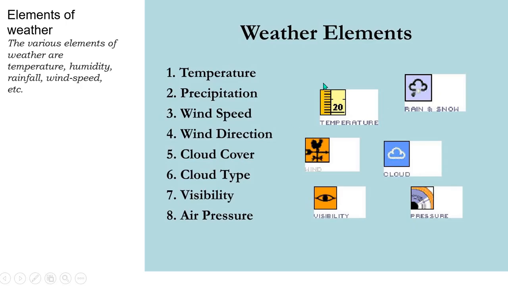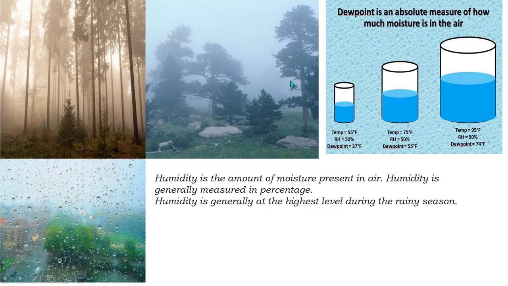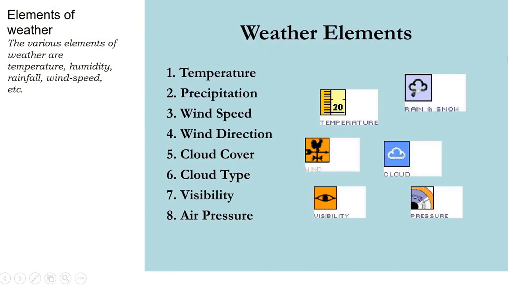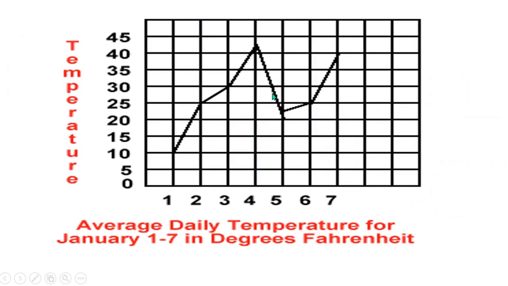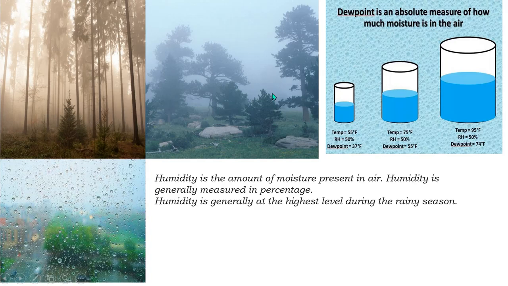The elements and the symbols used for showing the weather report are temperature, humidity, rainfall, wind speed, and these are called weather elements. Humidity is also one of the elements, and it is generally measured in percentage, whereas temperature is measured in Fahrenheit and Celsius. Humidity is highest during the rainy season.